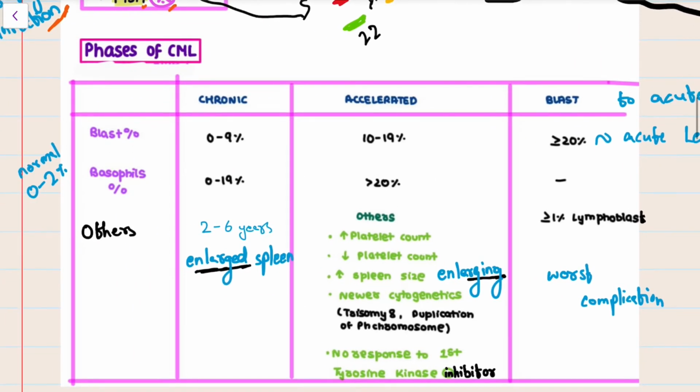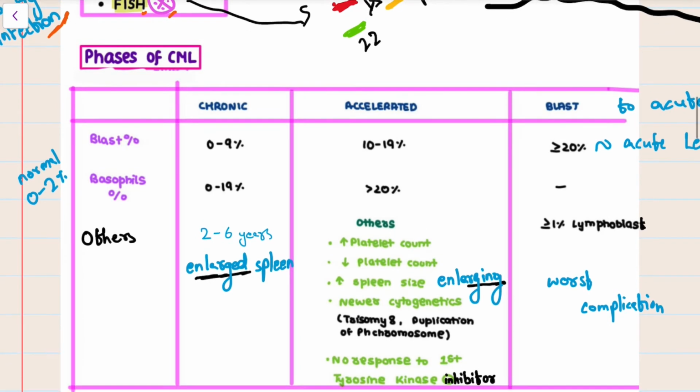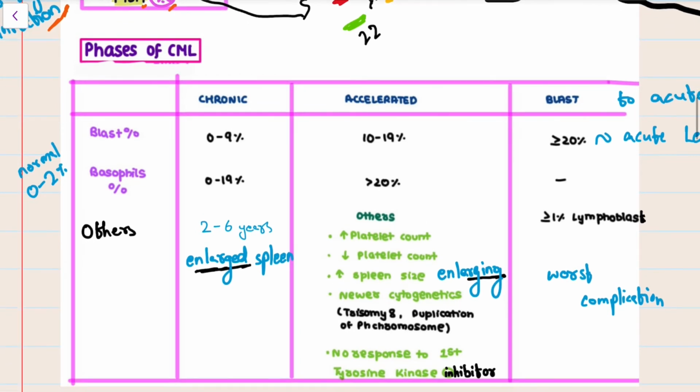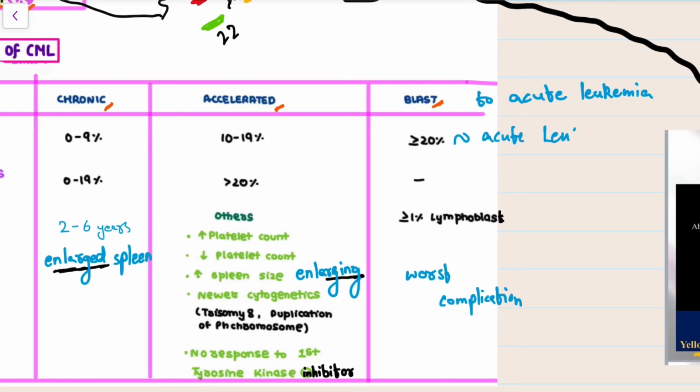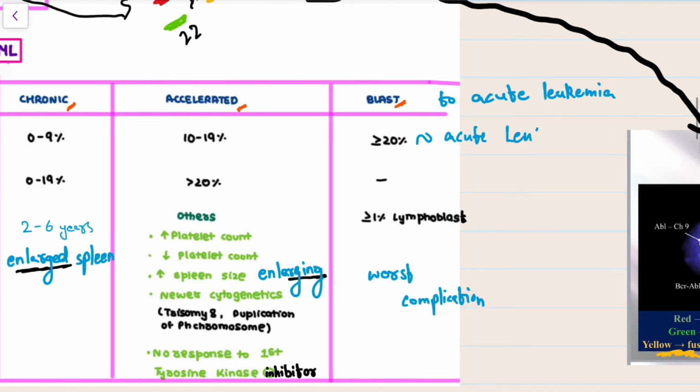Now, in chronic myeloid leukemia, there are certain phases. Every leukemia has a phase, and CML is one of the most common leukemias. So it's divided into the chronic stage, accelerated, and the blast phase. In the chronic stage, the blast cell percentage is 0 to 9%, accelerated is 10 to 19%, and in blast it's greater than 20%. You see this? This is somewhat similar to acute leukemia, right? In acute leukemia also, the blast cell percentage is greater than 20%.